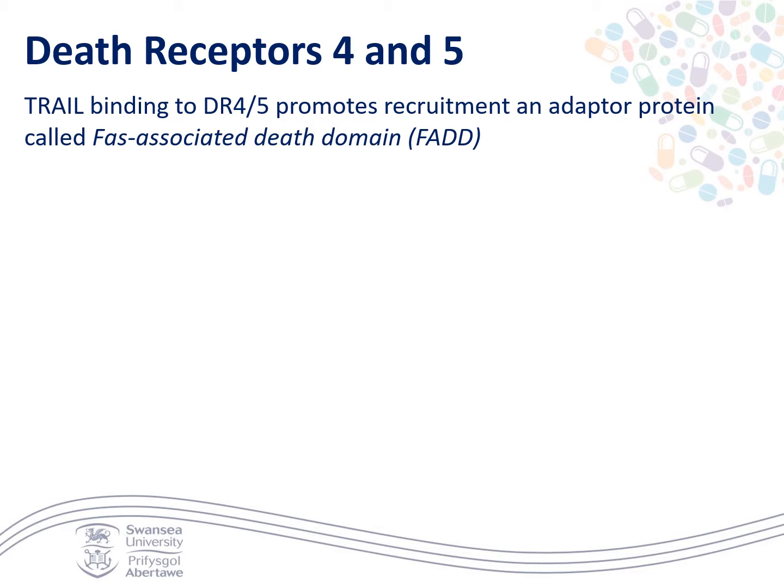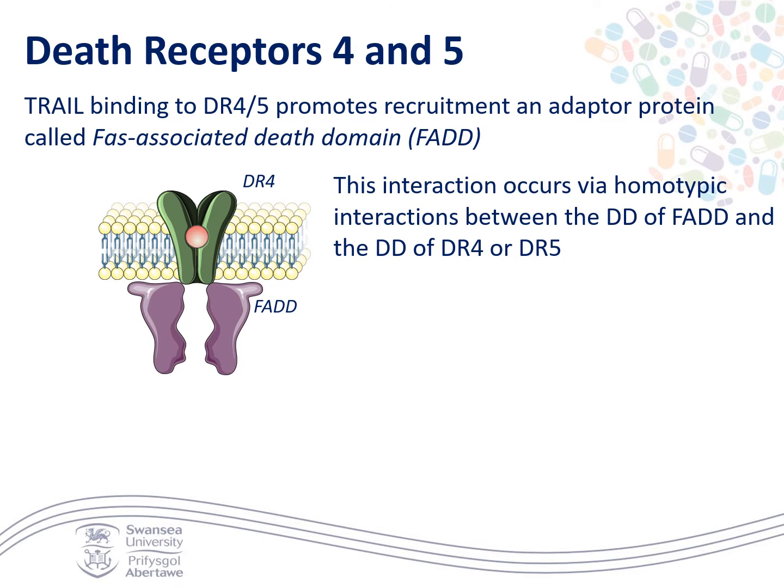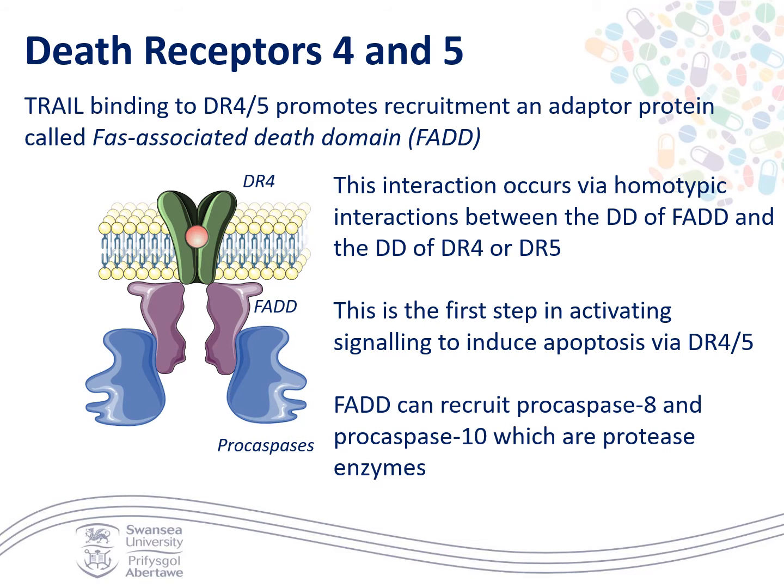Activation of DR4 or DR5 by tumour necrosis factor-related apoptosis-inducing ligand, or TRAIL, results in the recruitment of adapter proteins, including the FADD protein, or the FAS-associated death domain. And this occurs by homotypic interactions between the death domain of FADD and the death domain of DR4 or DR5. And this is the first step in activating signaling cascades in order to induce apoptosis through DR4 and DR5. Recruitment of FADD will then recruit proteins known as procaspase 8 and procaspase 10.